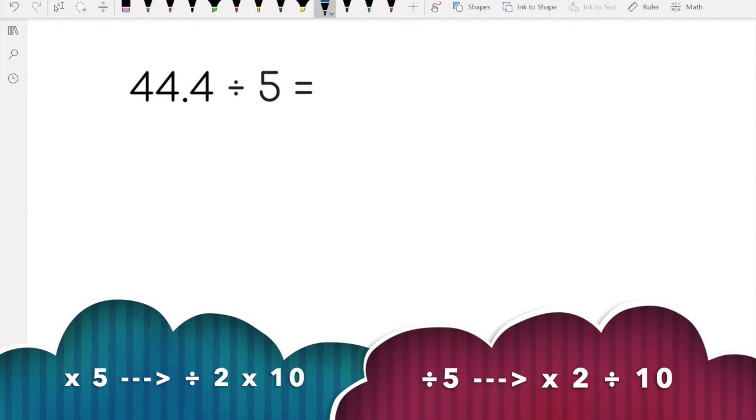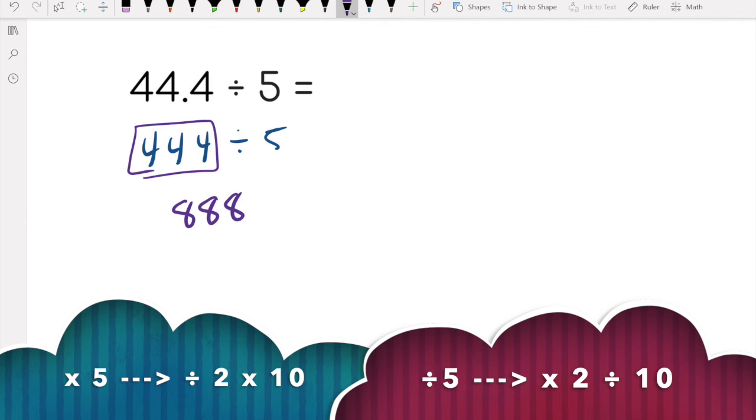There you go. So this one has a decimal. Again, I always encourage people, ignore the decimal when you actually do the calculation and then figure out where it goes afterwards. So essentially we're dividing 444 by 5. Just like always, we're going to take this number and double it. So that's 888. And then we're going to divide by 10, and that becomes 88.8.